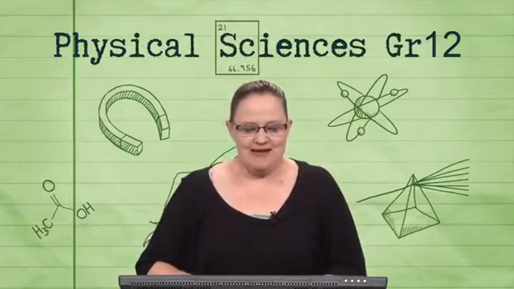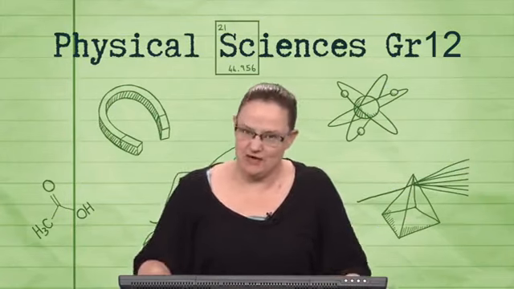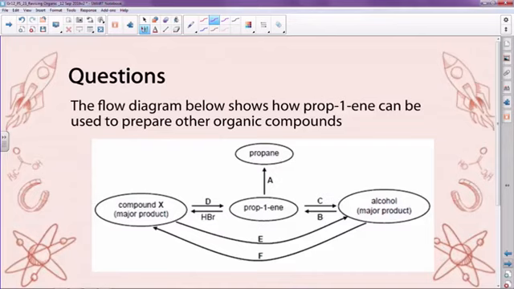Okay, grade 12s. Now we have another flow diagram question. This time I'm going to help you a little bit before I leap you into the questions. The flow diagram shows how prop-1-ene can be used to prepare other organic compounds. We start with prop-1-ene and we make propane. The only way I can go to propane is from an alkene to an alkane. That means this is an addition reaction, and I've added hydrogen.